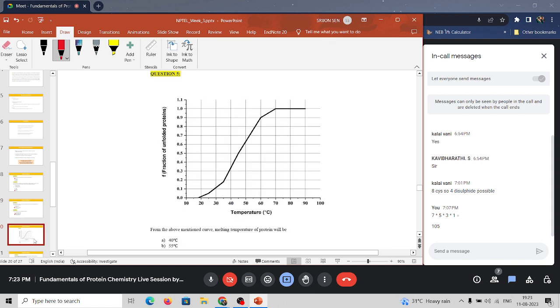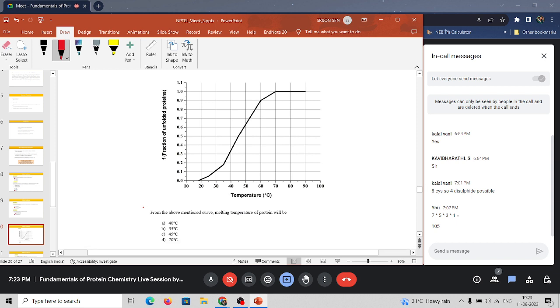Okay, so now this question is, from the above mentioned curve, melting temperature of the protein would be. So what would be the melting temperature, or the Tm, of the protein from this graph or this curve? What can you comment on the Tm? So how much will be the Tm?